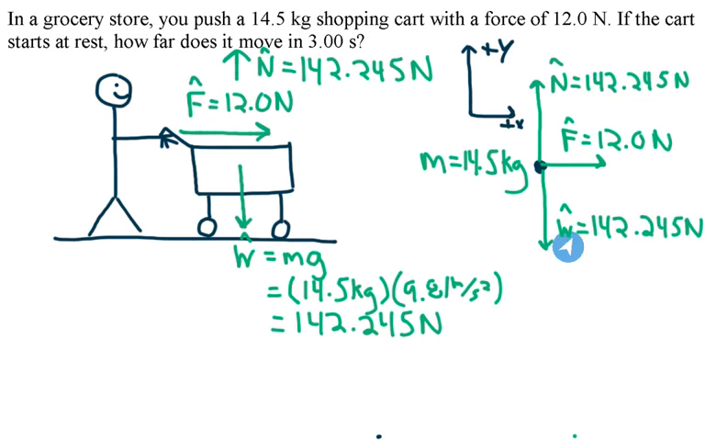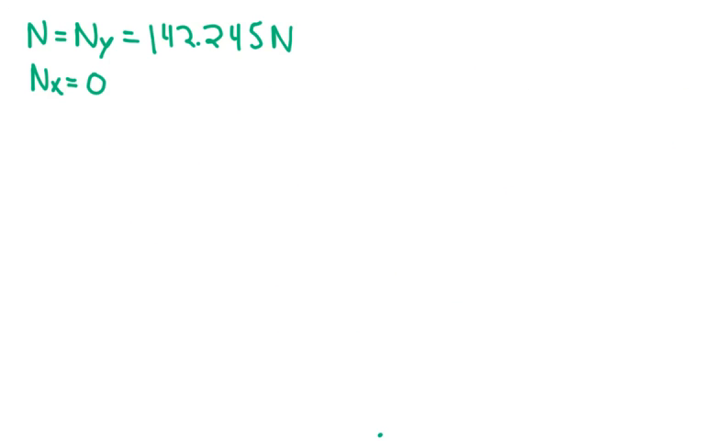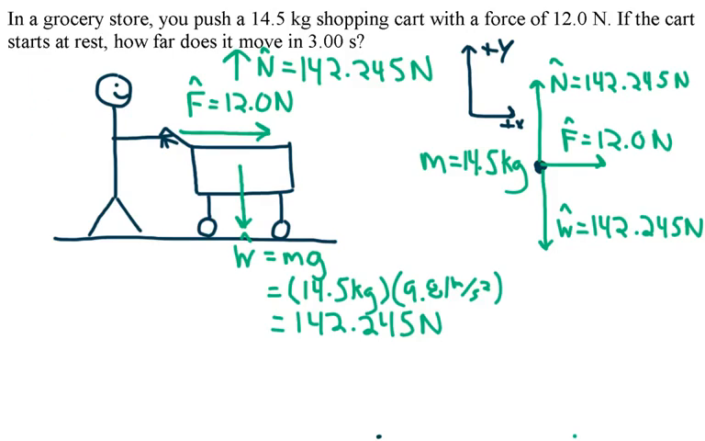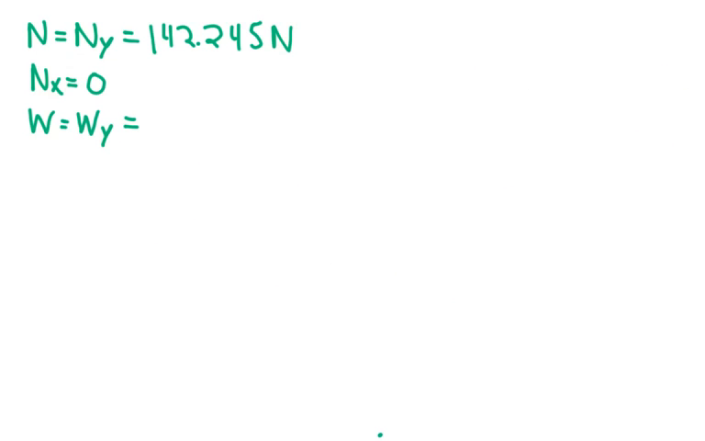Now, we also have the weight in the y direction. The weight that you're given, because it is parallel to the y-axis, is going to be equal to the y component. And since it's acting downward, it's going to be negative 142.245 newtons. And just for clarity, we're going to say that the x component of the weight is equal to 0.